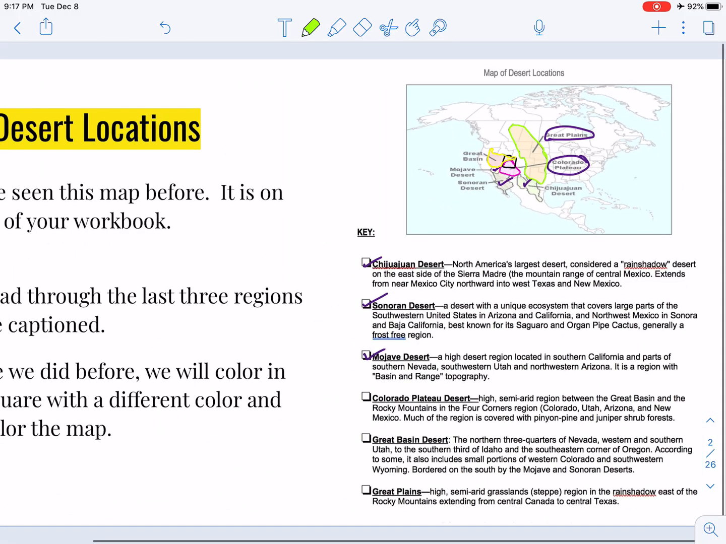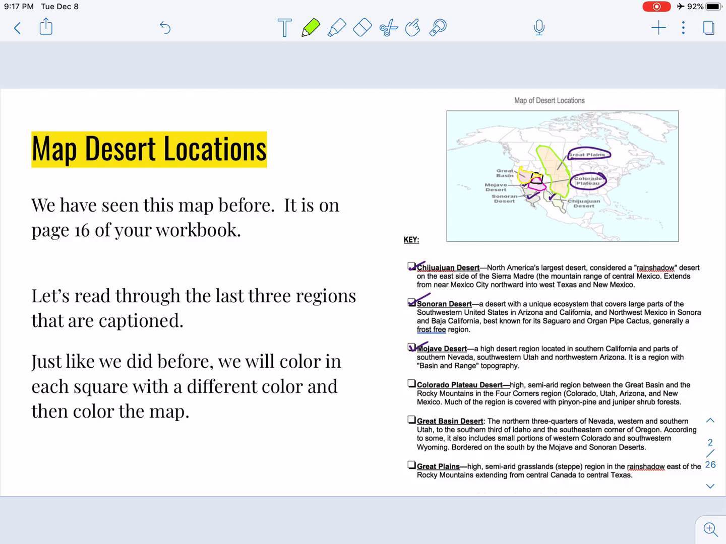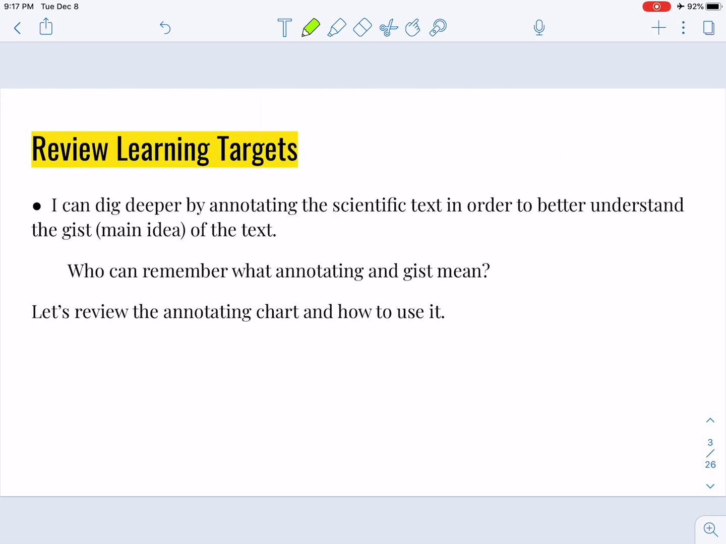Okay, let's keep going. Our learning target for today is that we can dig deeper by annotating the scientific text in order to better understand the gist or main idea of the text. Now, I want you to try to remember what annotating and gist mean. What do those two words mean? Pause and think about it. Come back when you're ready.